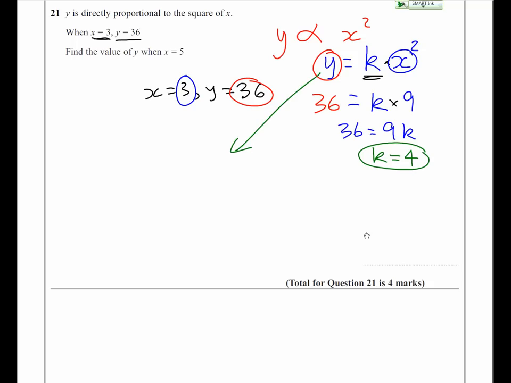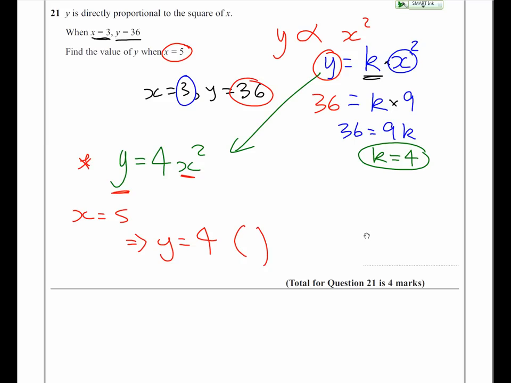So that means you can write this equation again, and instead of k, you've now got a 4 there. Okay, so that's your equation. That will tell you y, depending on what your value of x is. And the next bit says, find y when x is 5. So we're going to do y equals 4. Instead of x, we're going to put the value of 5 in. So 5 squared is 25. So it's 4 times 25, which is 100. Okay, and that's for 4 marks. Not too bad.